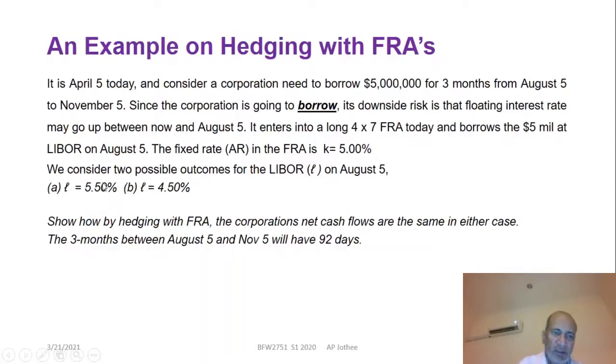But we consider two possible outcomes of the LIBOR then. On August 5, let's say the LIBOR has gone up to 5.5% or the LIBOR has gone down to 4.5%. Let's see how, by hedging with the FRA, the corporation's net cash outflows are the same in either case. You are borrowing 5 million. Whether the LIBOR rate goes up by August 5 or comes down by August 5, the net payment will be the same if you hedge it. You are not locking in the rate, but the net payment will be the same.